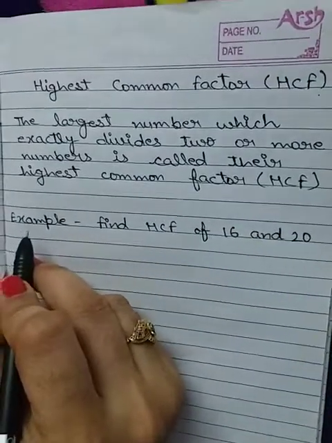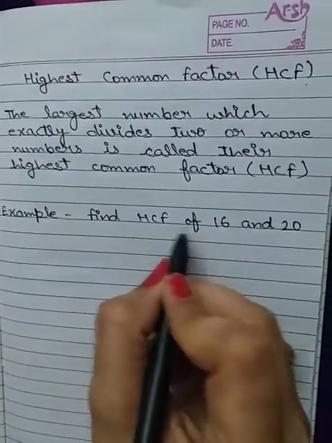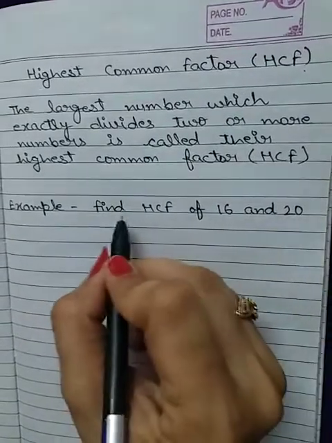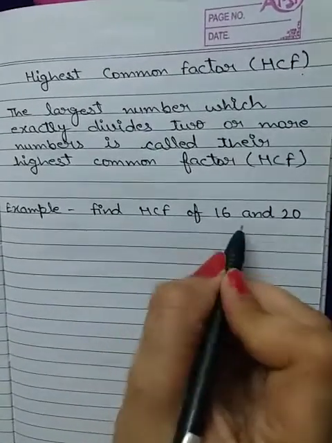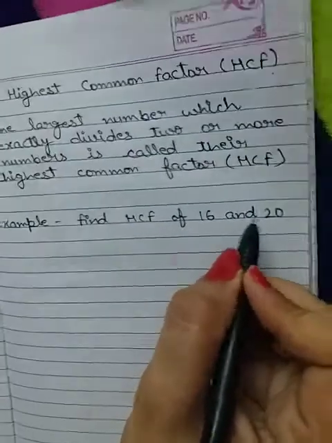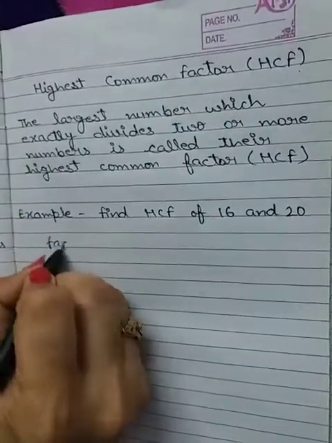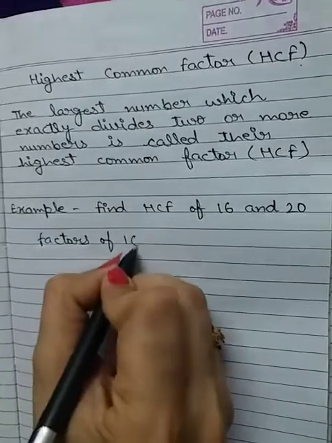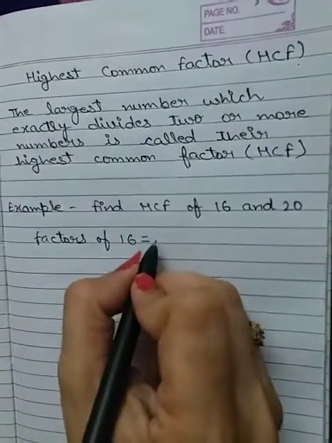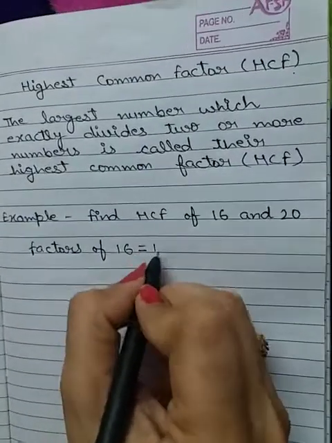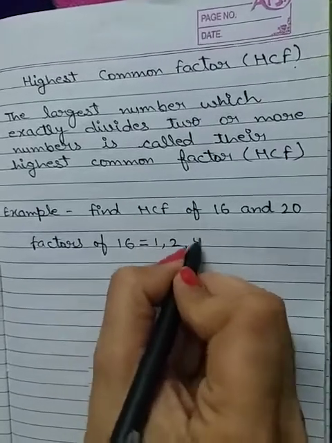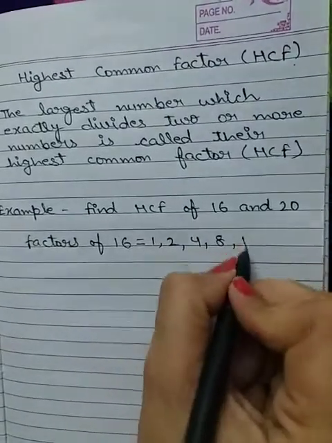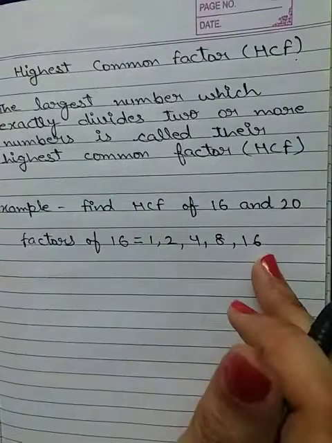Let us take an example. Find HCF of 16 and 20. Find the highest common factor of 16 and 20. Factors of 16. Firstly, we will write the factors of 16. 16 is exactly divisible by 1, 2, 4, 8, 16. So these are the factors of 16.